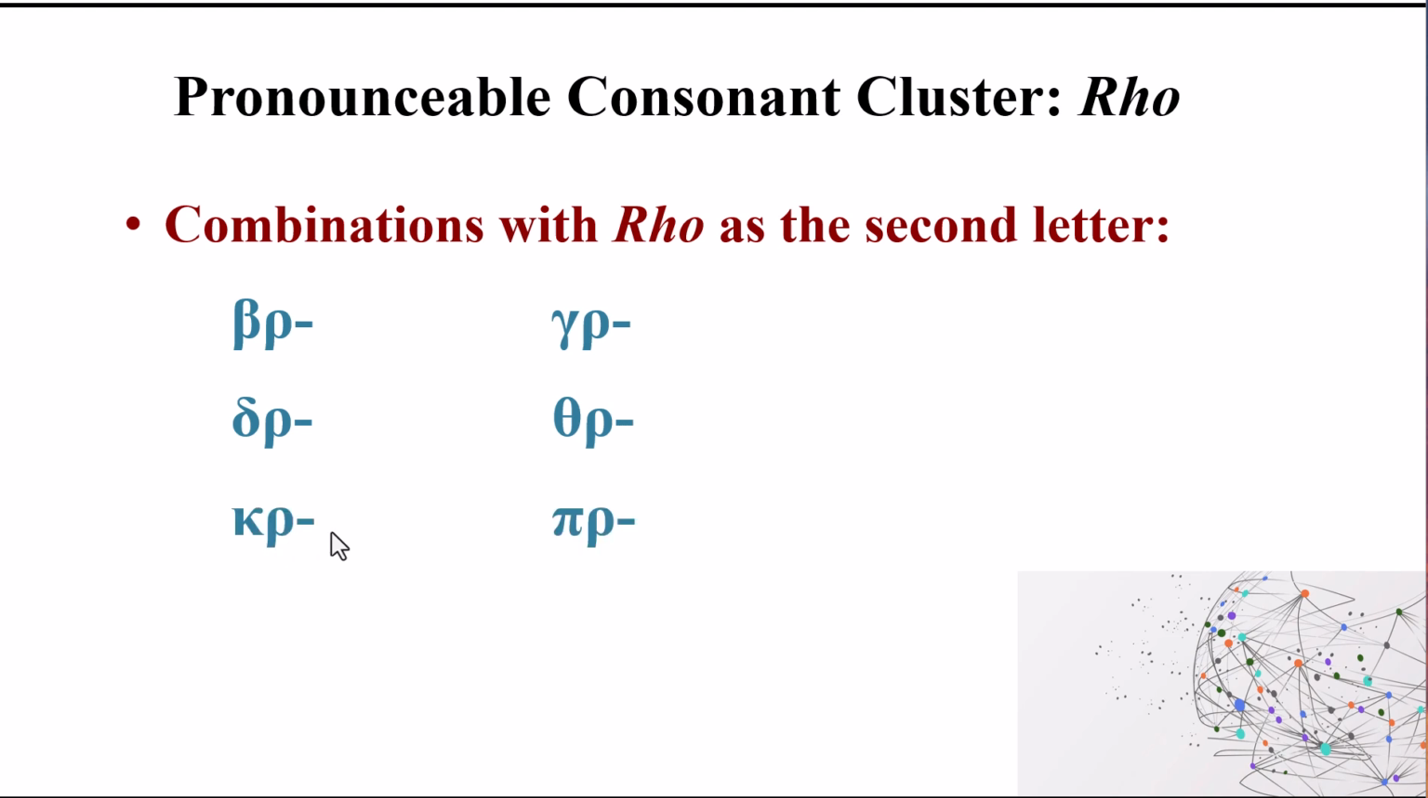Kappa rho, kra. Pi rho, pra. Tau rho. We have several words that begin with tau rho. Phi rho, phroneo, to think or to regard. And finally, chi rho, like in chronos, time. So rho shows up in these pronounceable combinations fairly frequently.